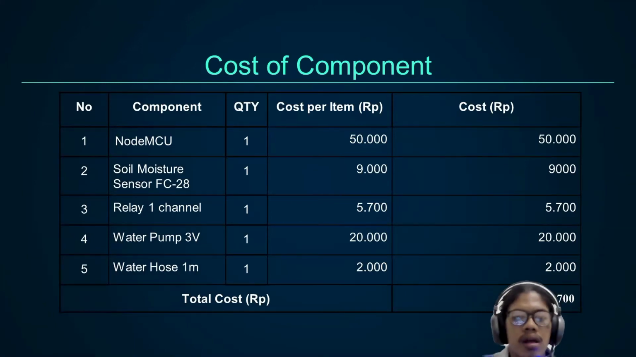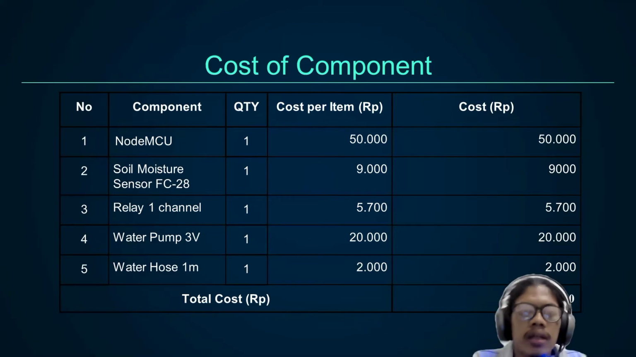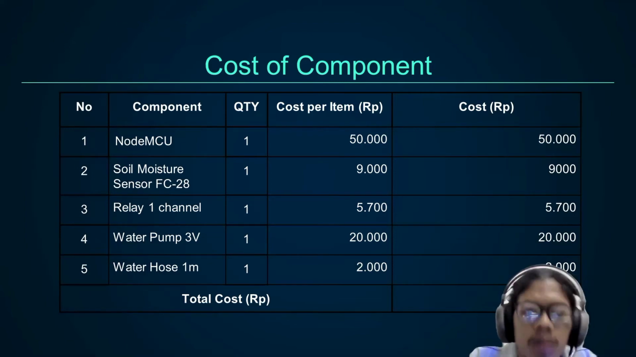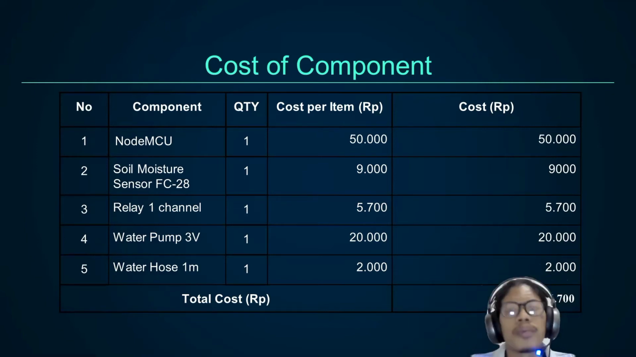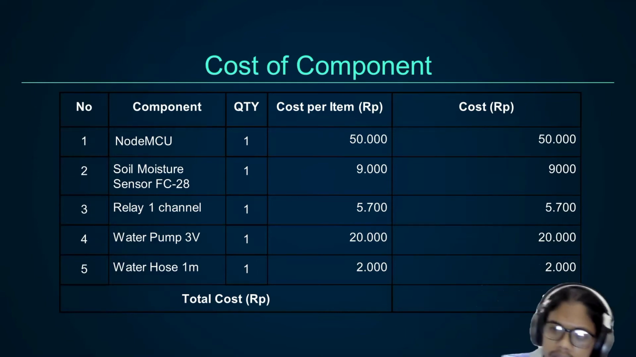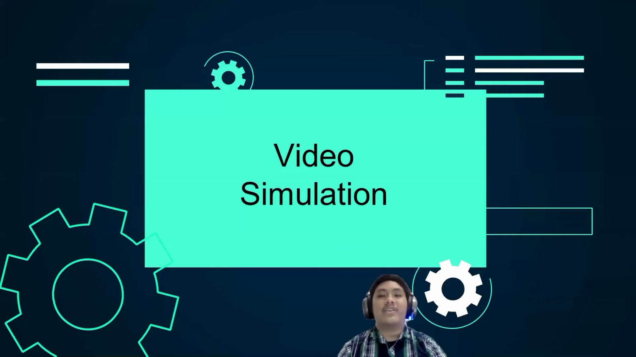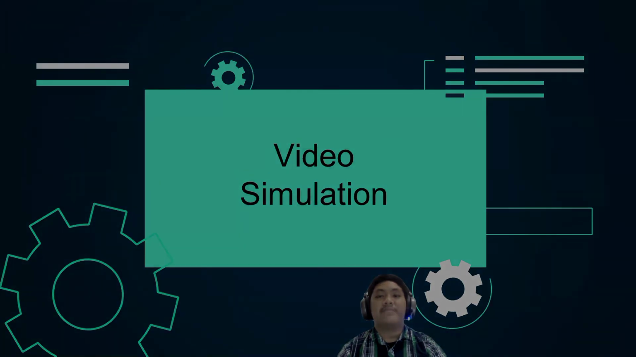Cost of components. The components like NodeMCU, soil moisture sensor, relay, water pump, and water hose are kind of cheap. In total, it only takes 86,700 rupiah. Now, let's check out the video simulation of the device implementation.